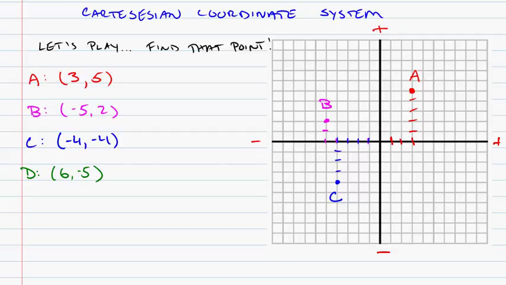And lastly, we're going to put point D on the graph. So we're going to go 6 in the positive direction, 1, 2, 3, 4, 5, 6, and then down 5, 1, 2, 3, 4, 5. So that's where point D is in the fourth quadrant.